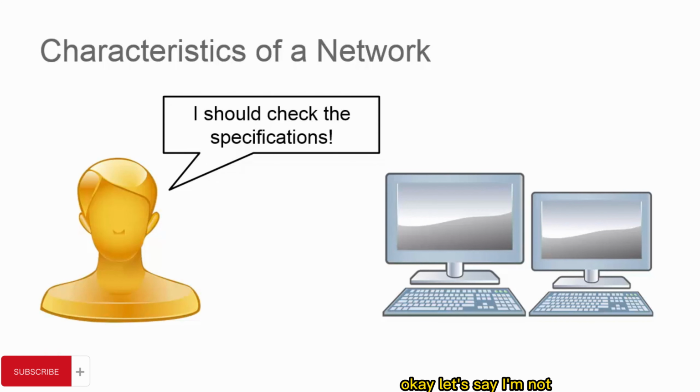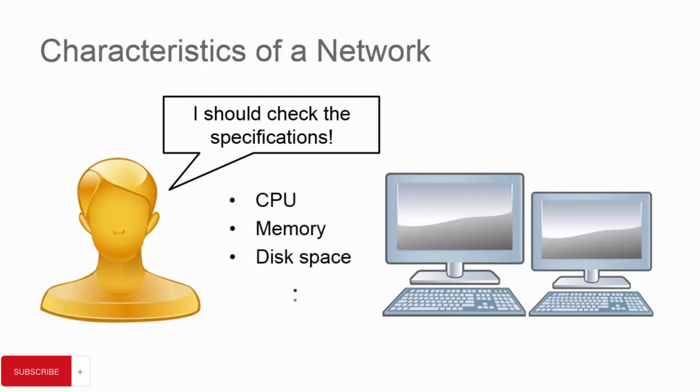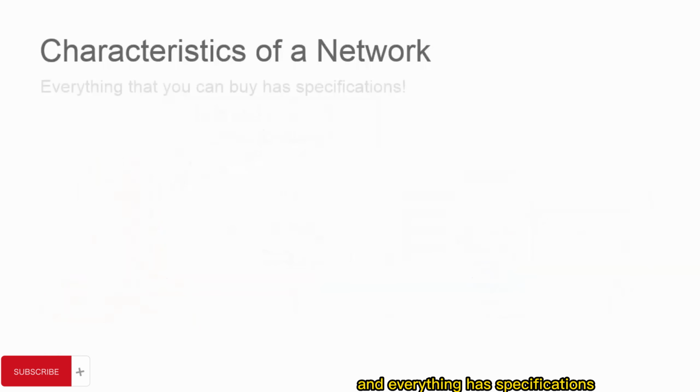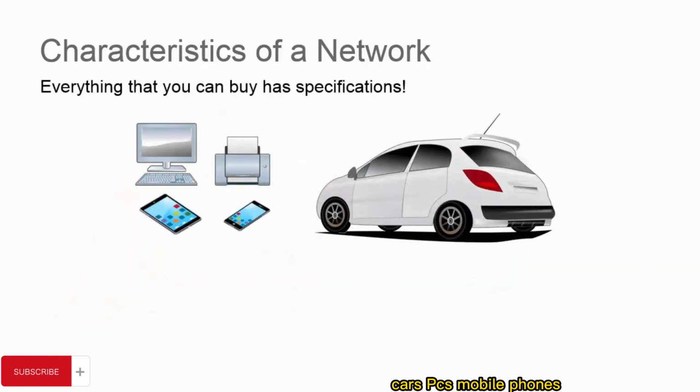Okay, let's say I'm not. So what did you look for? PC specifications most definitely. So CPU, memory, disk space and stuff. Actually, buying PCs is just an example. You can quickly determine that people make decisions based on characteristics or specifications all the time. And everything has specifications: cars, PCs, mobile phones, even houses, and so on.